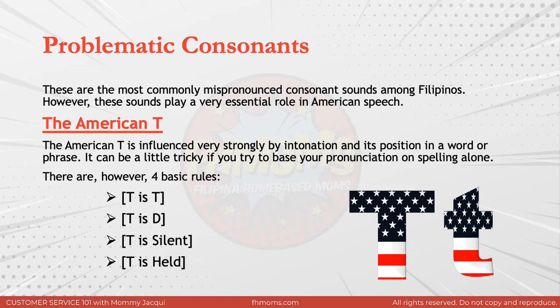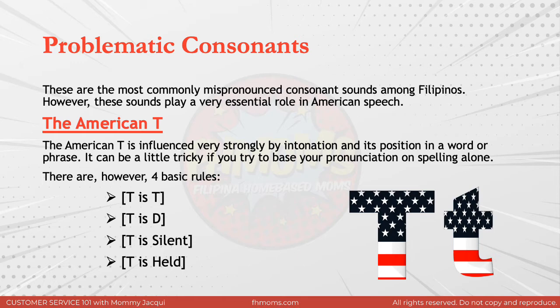Still on problematic consonants, let's move on to the American T. The American T is influenced very strongly by intonation and its position in a word or a phrase. It can be a little tricky if you try to base your pronunciation on spelling alone. Yes, believe it or not, there are 4 basic rules and 4 pronunciations for the letter T. So first, T is T, just like what we know. And the other 3 would be T is D, T is silent, and T is held.